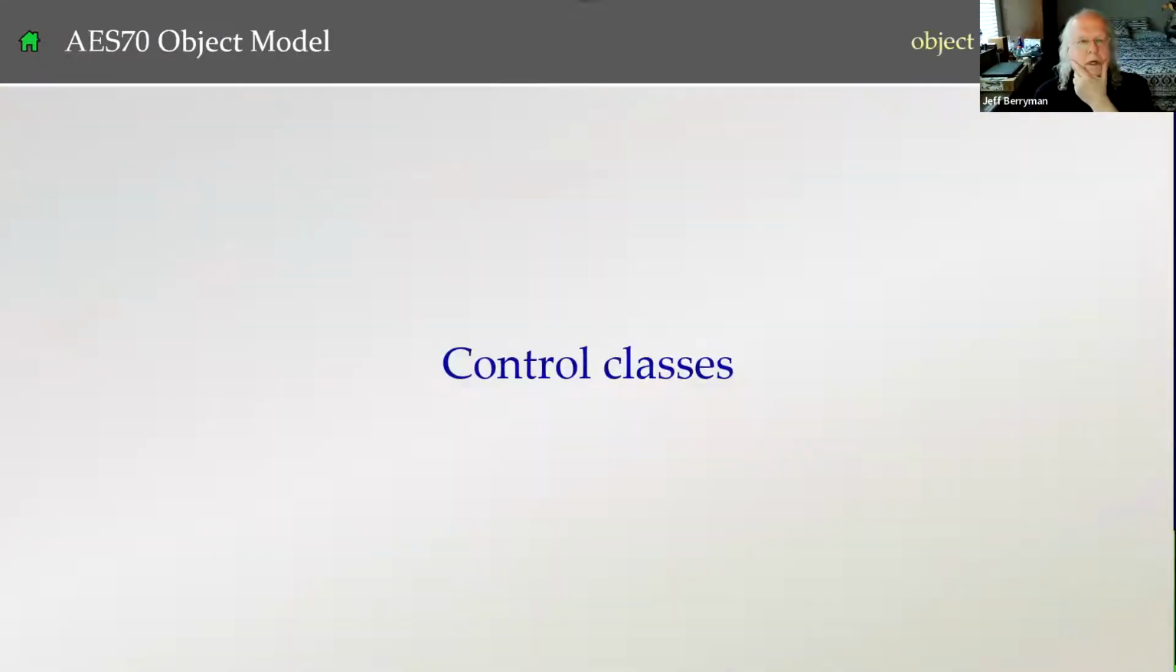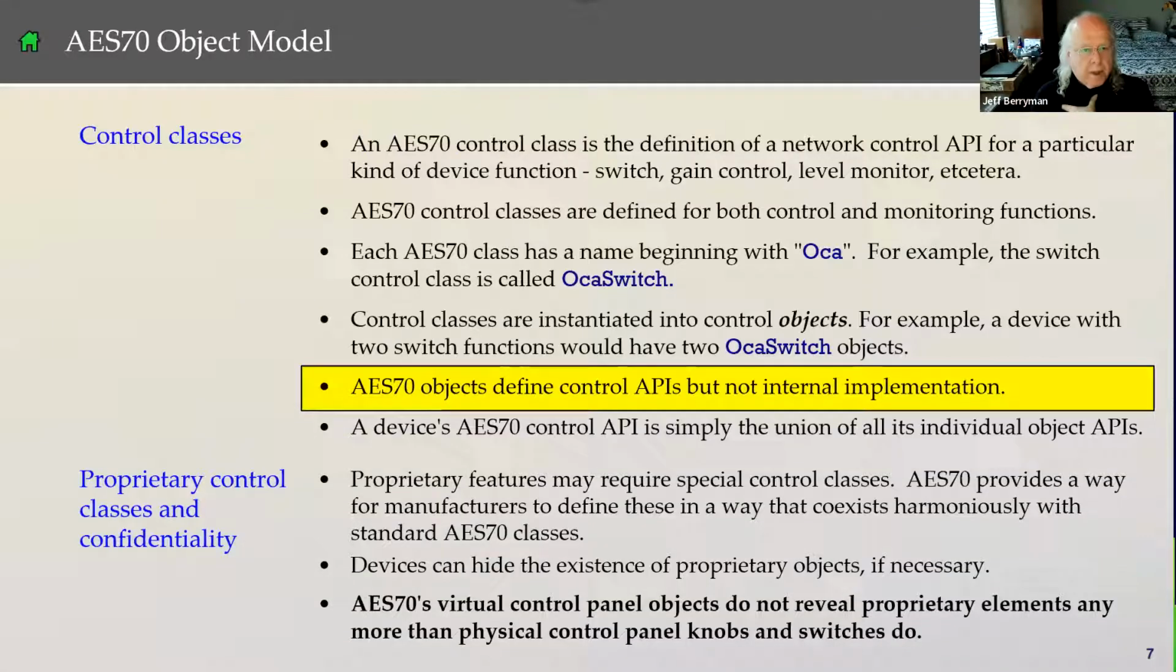So to get right into it, what is a control class? Remember, the object model is made up of control classes. A control class is a definition of a network control API for a particular kind of device function: switch, gain control, level monitor, and so on. So each control class defines a little set of network functions that can be used to control the respective function inside the device.